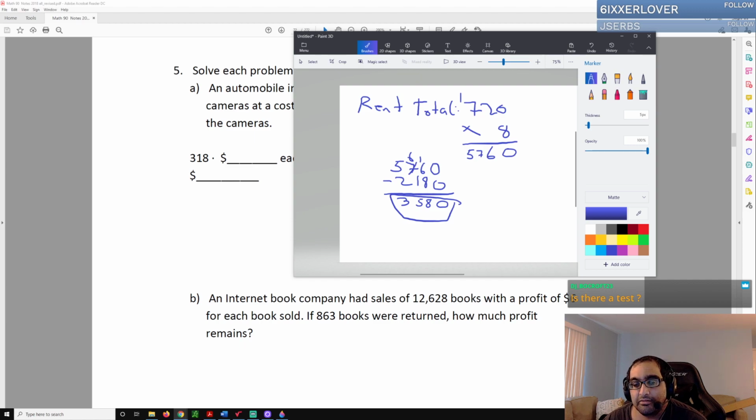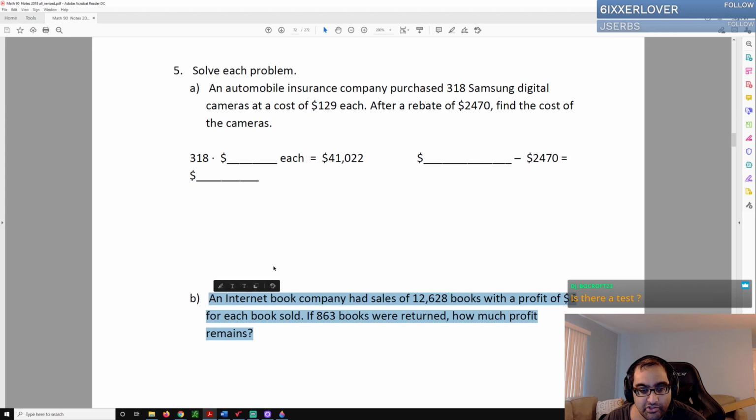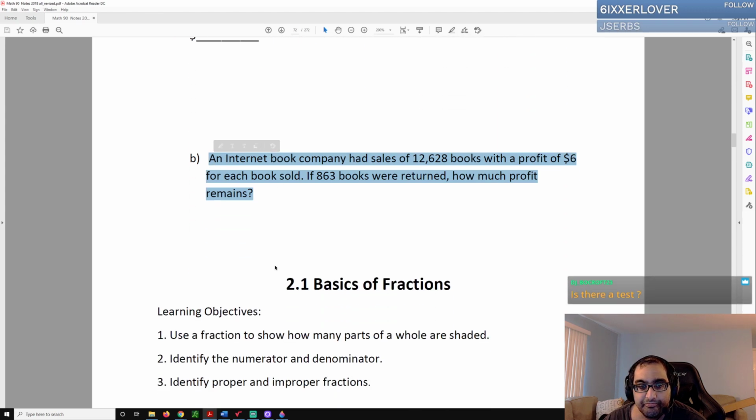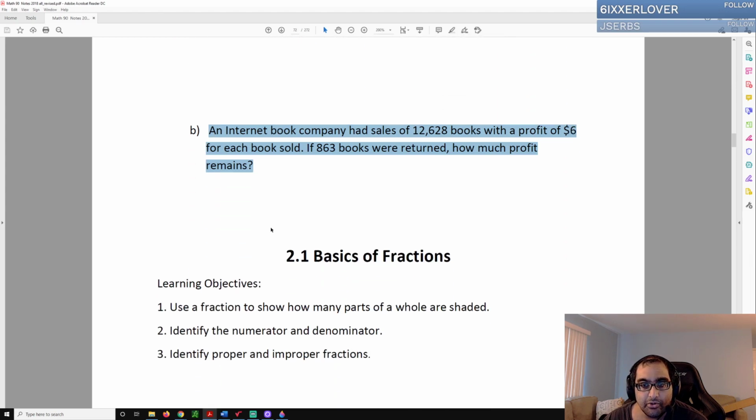Okay. So next, what I would like you to do here is go ahead. We'll give another minute or two here. I want you to go ahead and solve for letter B here. Okay. So an internet book company had sales of 12,628 books with a profit of $6 for each book sold. If 863 books were returned, how much profit remains? All right, so let's give that a minute or two for you to figure out. And then once you have your answer there, go ahead and type it out.